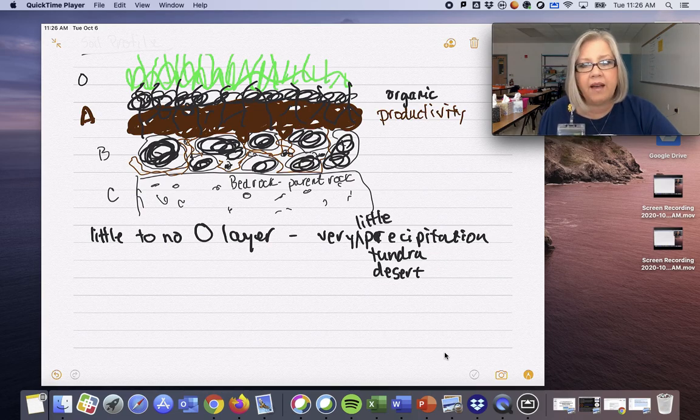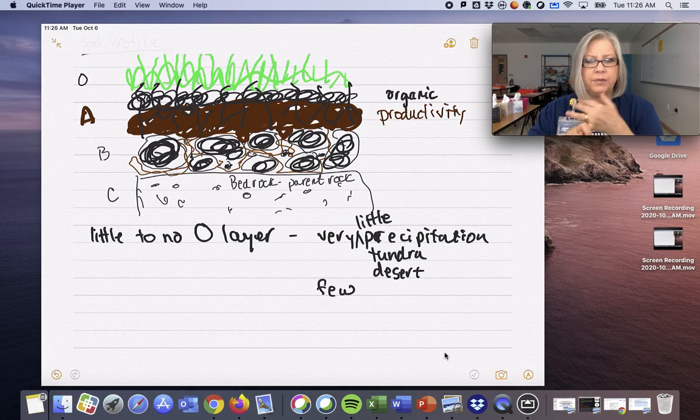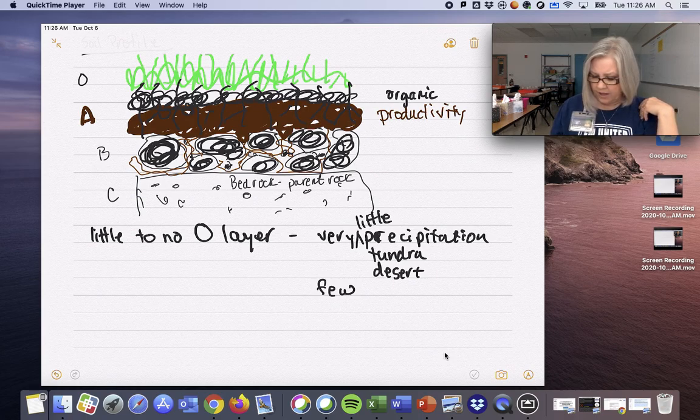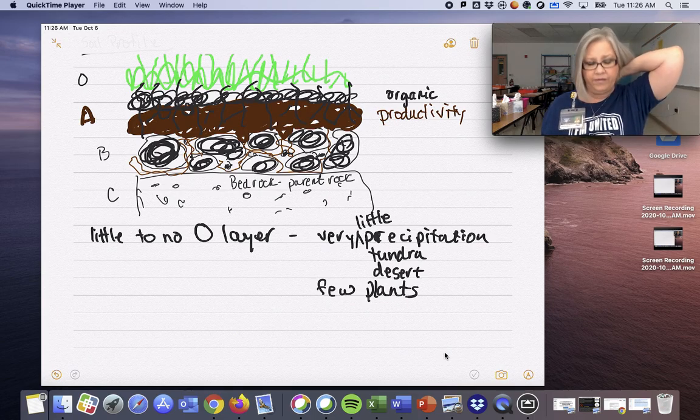Now, not only do they have very little precipitation, they're also going to have few plants, right? And those kind of go hand in hand. That's why we looked at them. So the less precipitation you have, the less productivity you're going to have. So you're going to have very few plants and vegetation. What that means is you're not going to have organics. They're not going to form very easily in those areas.